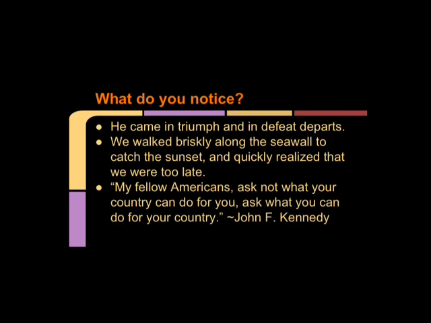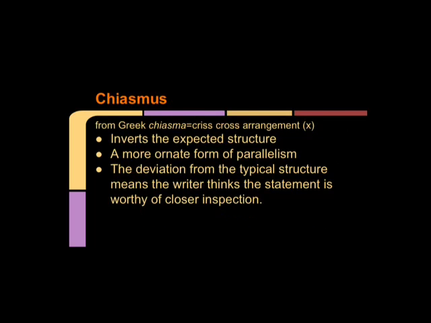Does this have a name? Does anybody know? Of course it does. And of course it's some really great Greek term. It's known as chiasmus. Chiasmus means crisscross arrangement. So when I think of chiasmus, I think of the X. Basically, you invert the expected structure. It's an ornate form of parallelism. So rather than keep the structures exactly the same, this kind of brings them full circle and switches them around.